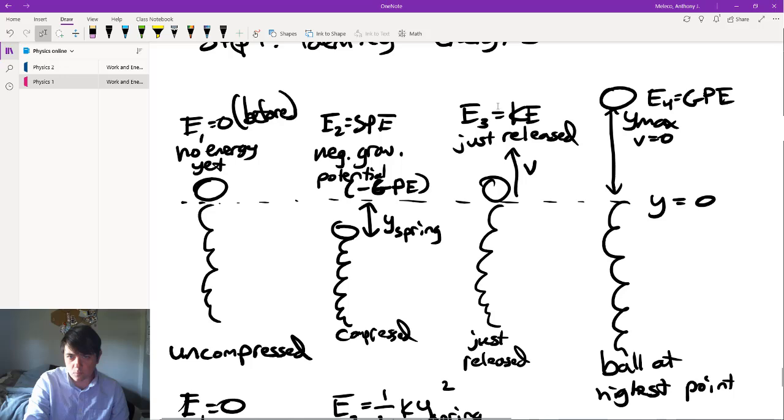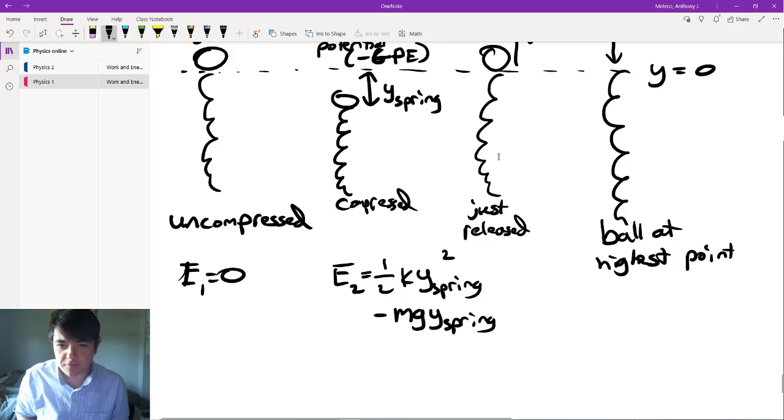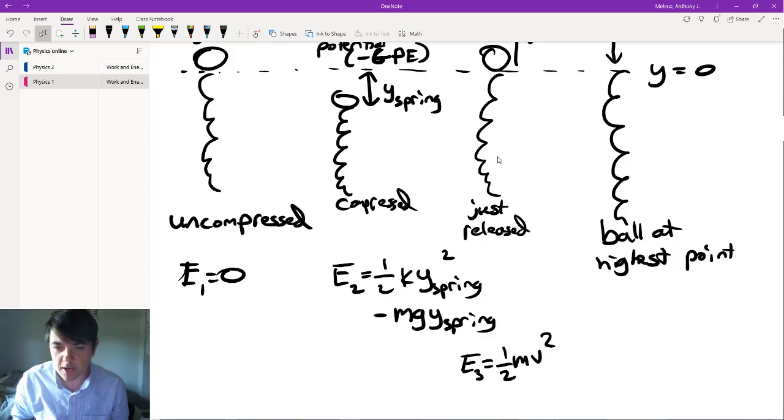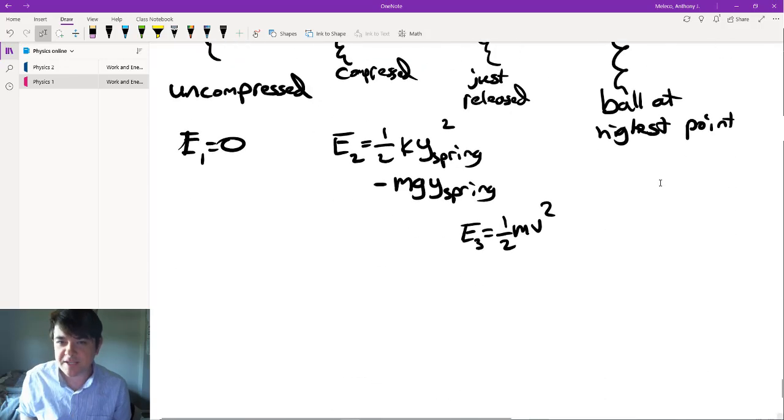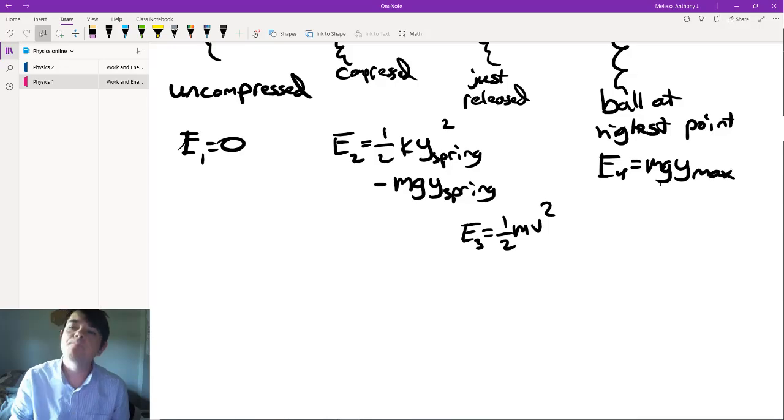Next up, we have E3. E3 is the kinetic energy, so E3 is actually pretty easy to get. E3 will be just 1/2 mv squared, where m's the mass of the ball. E4 is just gravitational potential energy, so that will be mg y max. And these are our points, and we need to solve for two things here. We need to solve for v and y max.